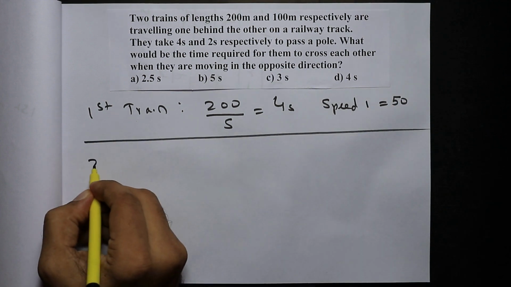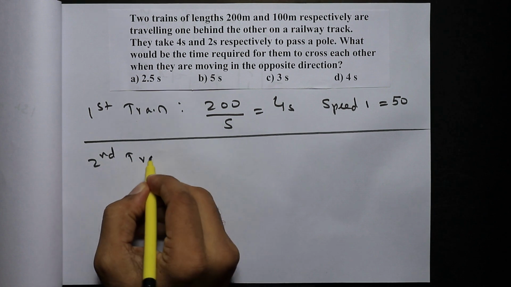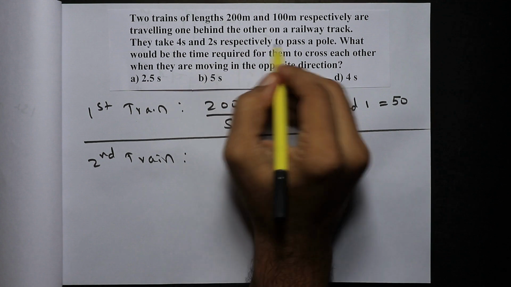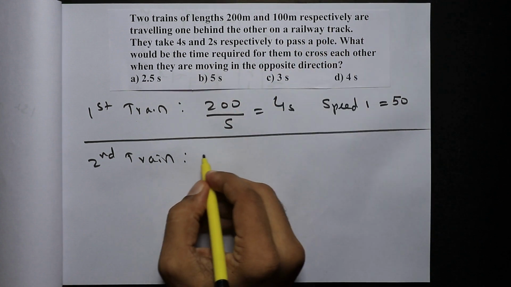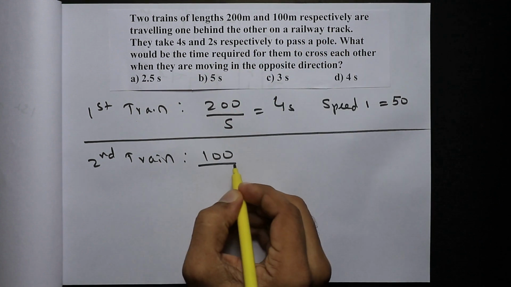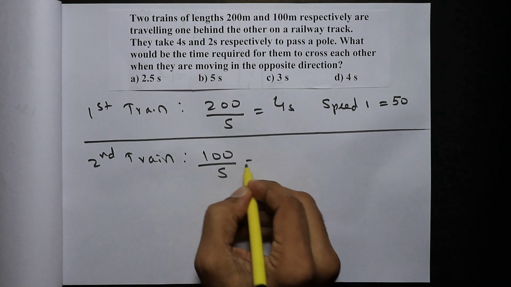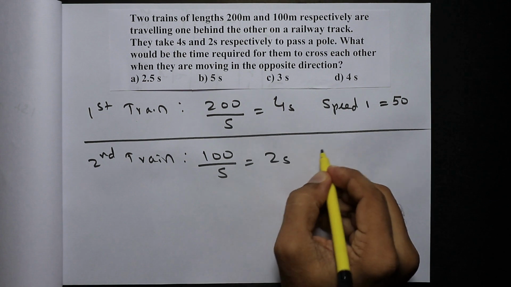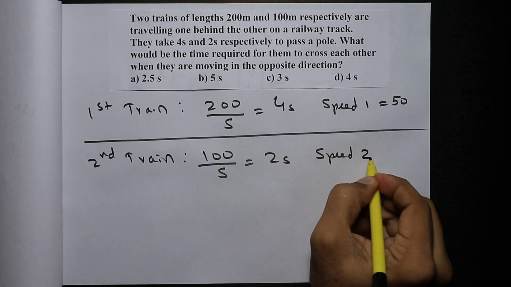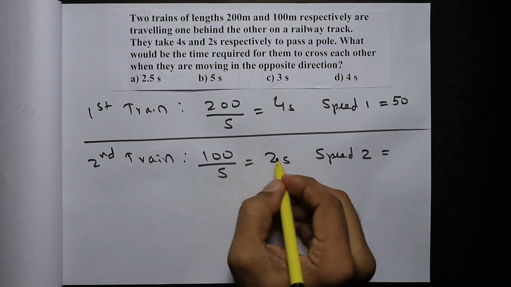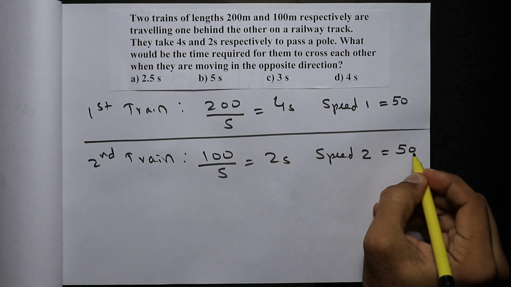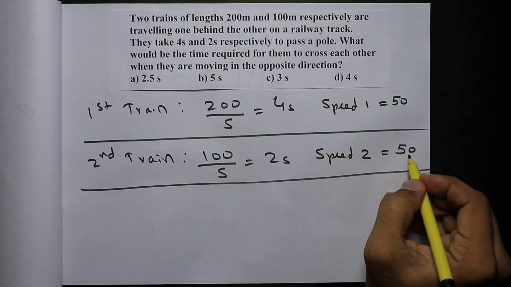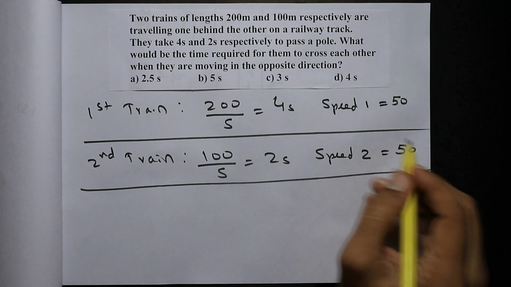Next we'll calculate for the second train. For it to cross a pole, its own body length has to be moved. So distance to be moved is 100 meters. Distance by speed gives you time, and the time required is 2 seconds, from which you will get speed 2, that is equal to 100 by 2, that is 50 meters per second. So both of them have the same speed, that is 50 meters per second.